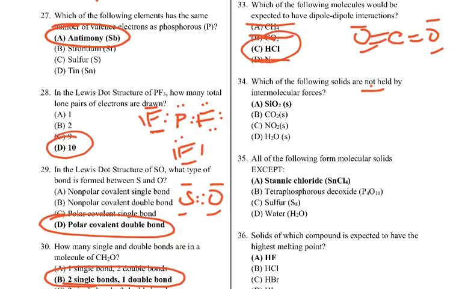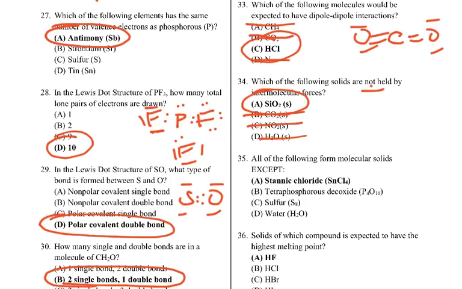And so hopefully you recognize A, that's silica. You know, carbon is diamond, carbon is graphite, and silica, SiO2. So that is not going to be held together by intermolecular forces, it's held by covalent bonds. CO2 is a molecule, NO2 is a molecule, H2O is a molecule.